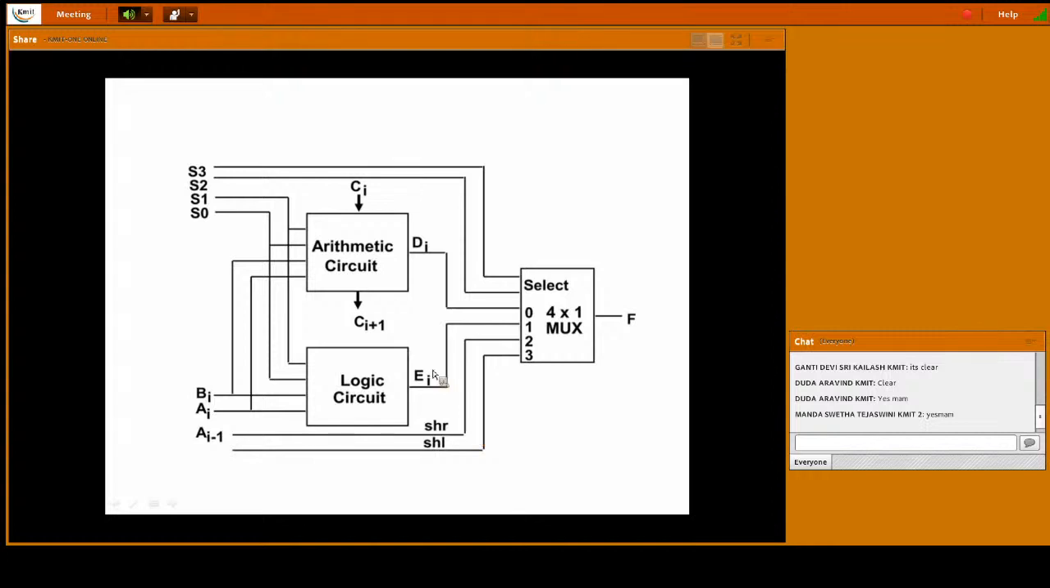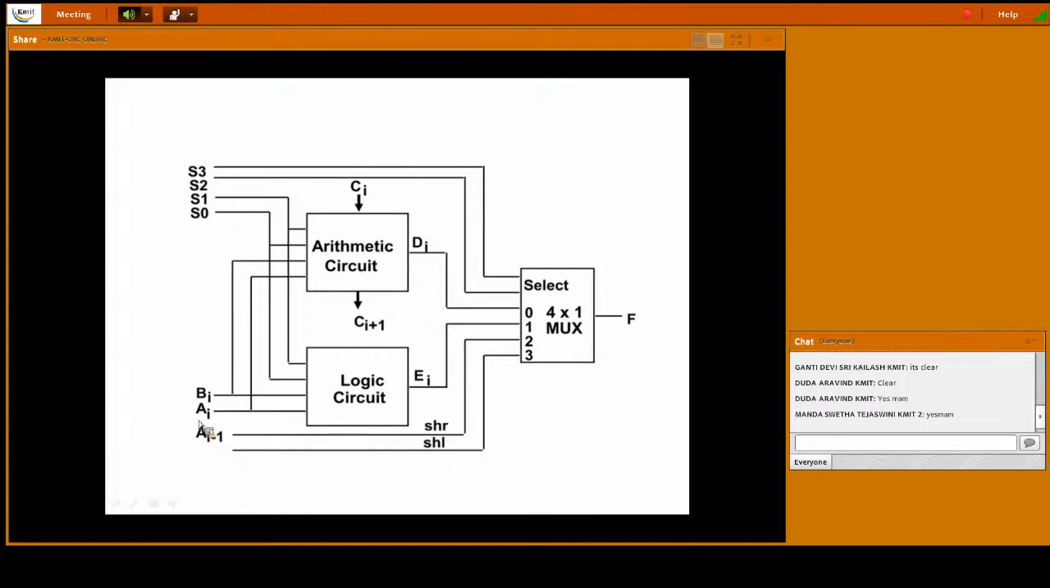This complete thing is one stage of your arithmetic logic shift unit. That means it is for A1 and B1. Next, for A2 and B2, you should have one more circuit of the same type. For A3 and B3, you should have one more. If the size of the register is 4-bit, how many of these stages should you have? You should have 4 stages of this type. This is one stage for 1 bit of your register.